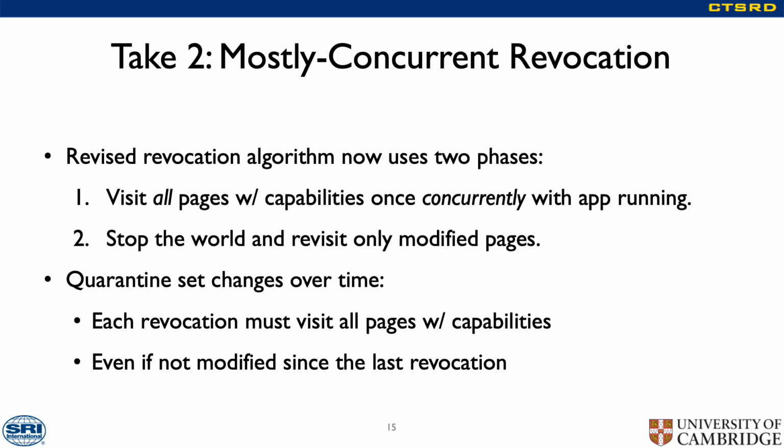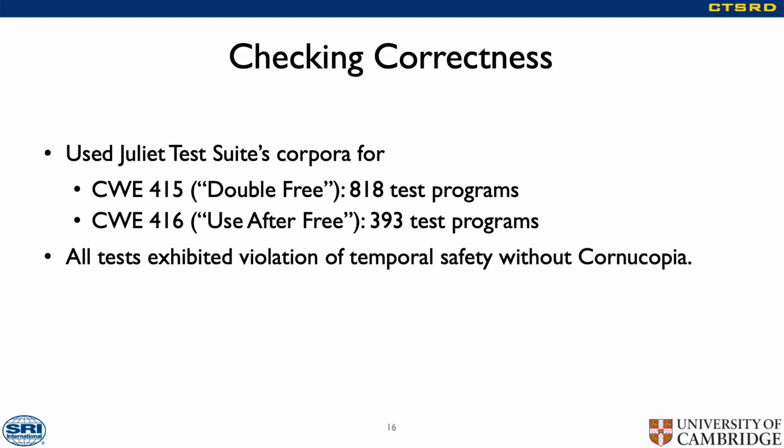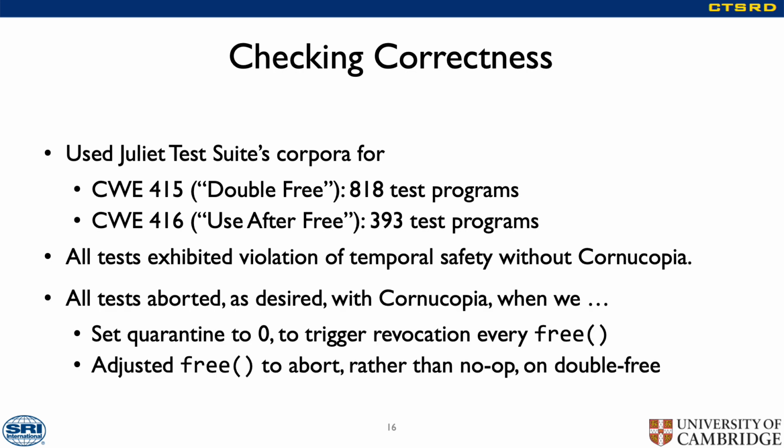To check that Cornucopia does the right thing, we use the Juliet test suite's corpora of double-free and use-after-free examples. As expected, all tests exhibited violation of temporal safety without Cornucopia. With Cornucopia, all tests aborted, so long as we set the quarantine size to 0, triggering revocation immediately on every free, and also adjusted free to abort on, rather than silently ignore, double free. While these are not our usual operating parameters, this nevertheless demonstrates efficacy of our revocation sweeps.